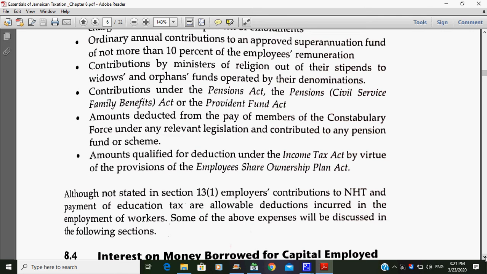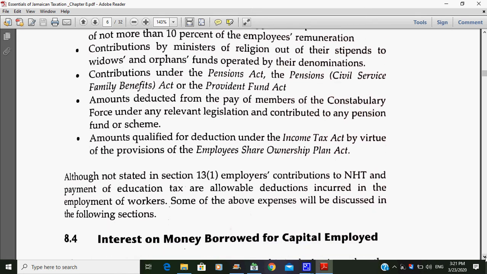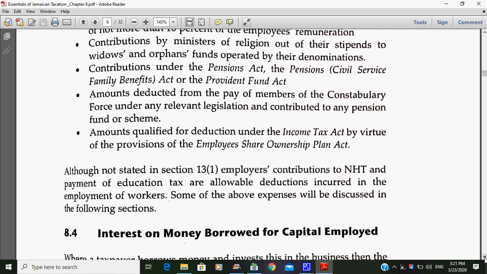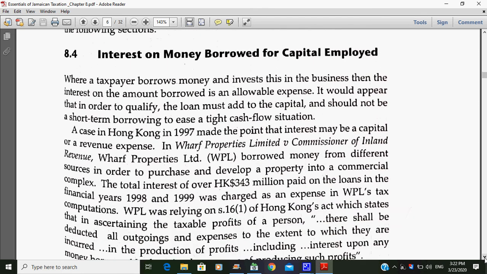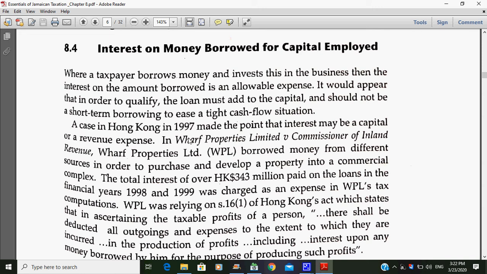Although not stated in Section 13, employees' contributions to NIS and payment of education tax are allowable deductions incurred in the employment of workers. Some of the above expenses will be discussed in the following sections. First one is interest on money borrowed for capital employed. Where a taxpayer borrows money and invests this in the business, then the interest on the amount borrowed is an allowable expense.